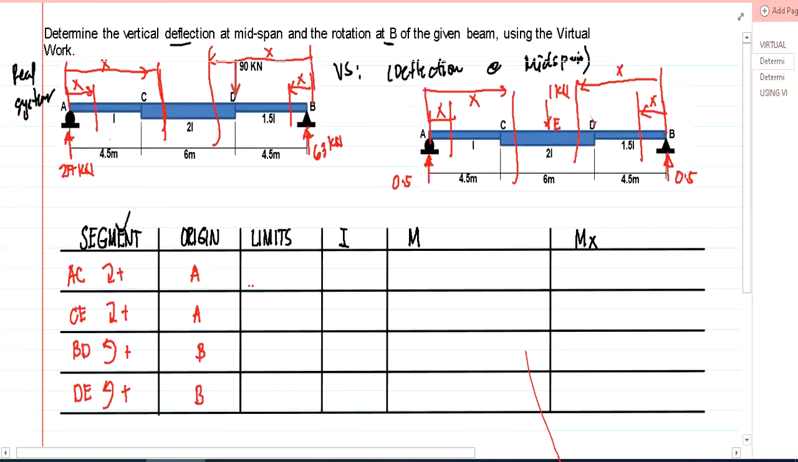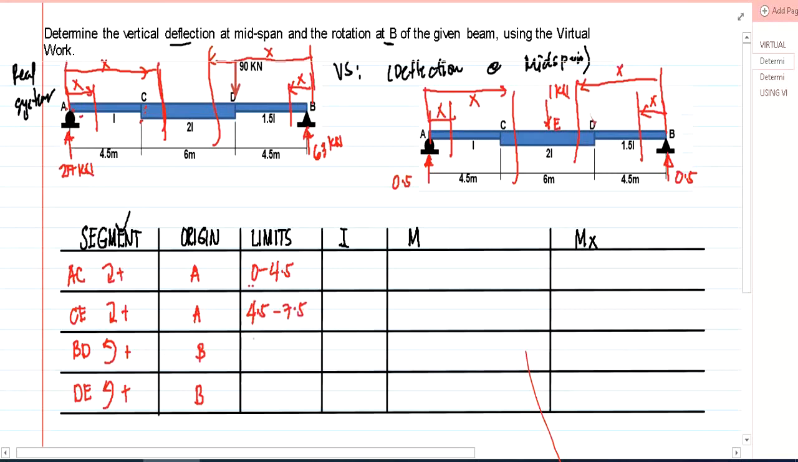Okay, for the limits, tignan natin. Segment AC, ito yung segment AC natin. Ano yung limit niya? From the origin 0 to 4.5. Okay? For CE, ano yung limit natin? From 4.5 hanggang dito sa may gitna. Okay? So 4.5 plus 3, that is 7.5. So 4.5 to 7.5.